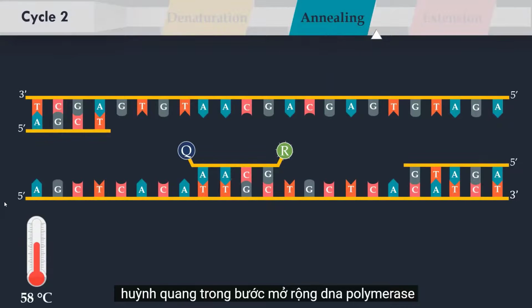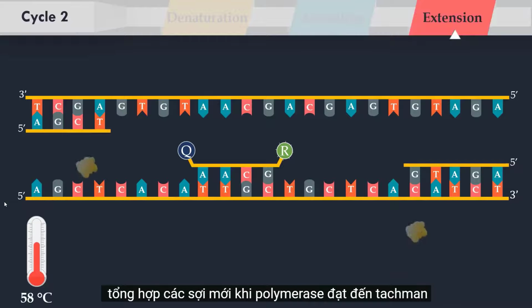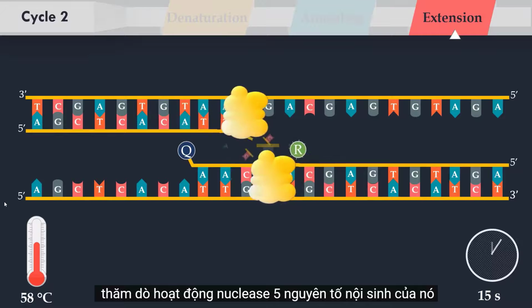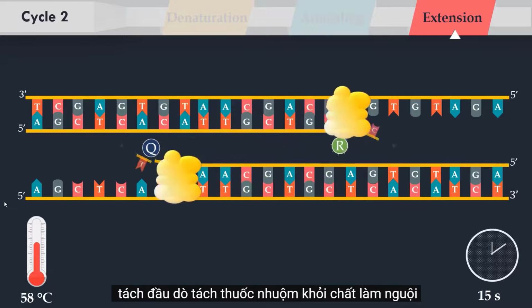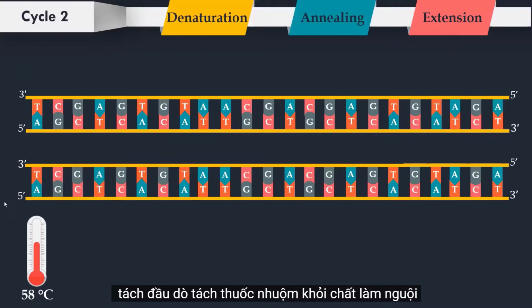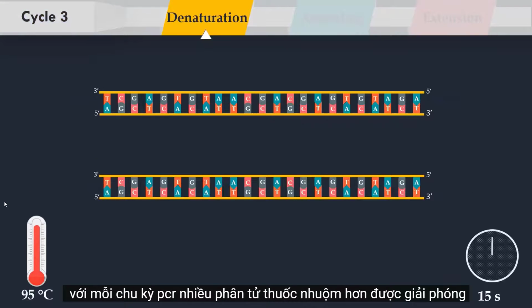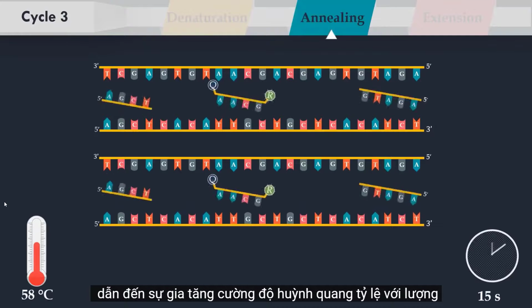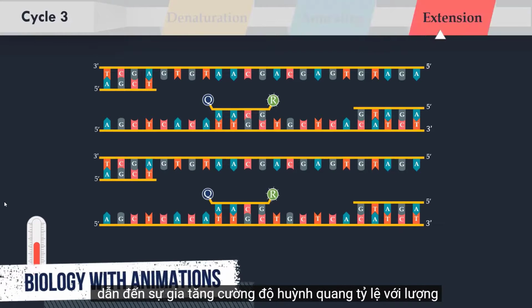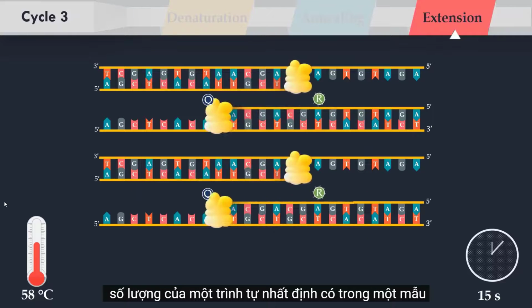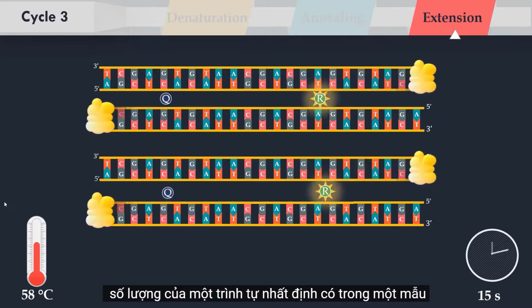In the extension step, DNA polymerase synthesizes new strands. When the polymerase reaches a TaqMan probe, its endogenous 5' nuclease activity cleaves the probe, separating the dye from the quencher. With each cycle of PCR, more dye molecules are released, resulting in an increase in fluorescence intensity proportional to the amount of amplicon synthesized. This method allows the estimation of the amount of a given sequence present in a sample.